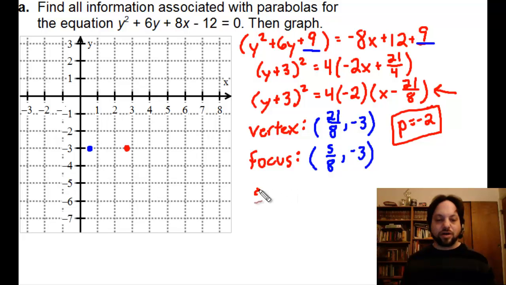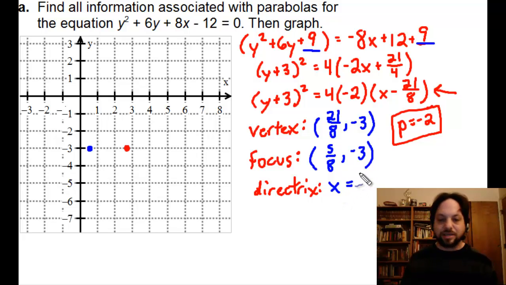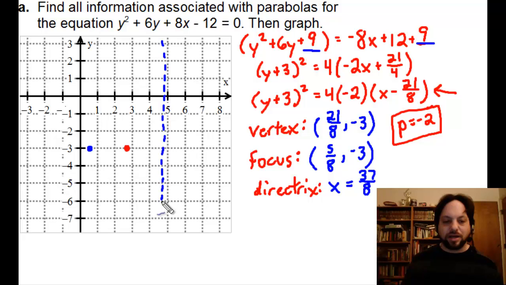Let's see if we can find our directrix. However I found the focus, the directrix is pretty much the same, except instead of adding p, I'm actually going to subtract it. That's going to bring me further to the right. And in fact, it's going to put me at x equals 37/8. 37/8, that's a little bit less than 5. And so I'm going to go ahead and draw a dashed line. And hopefully you can do it straighter than I can. But there's my directrix. So far, so good.